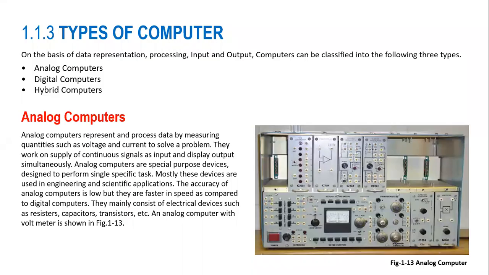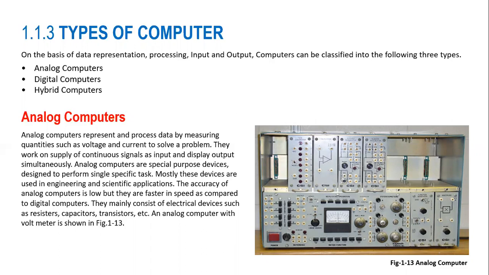If we talk about types of computer, on the basis of data representation, processing, input and output, computers are classified into three main types. The very first type is analog computers. Analog computers represent and process data by measuring quantities such as voltage and current to solve a problem. They work on supply of continuous signals as input and display output simultaneously.